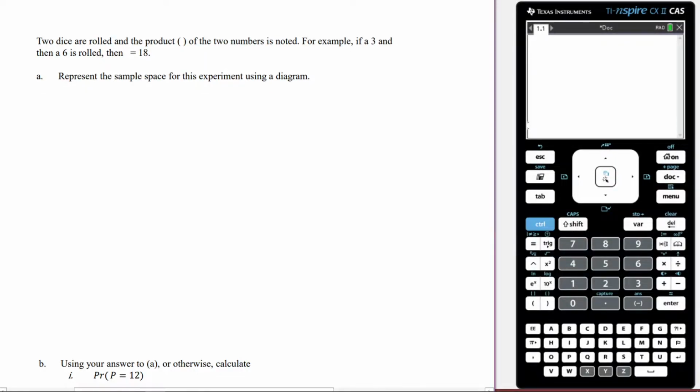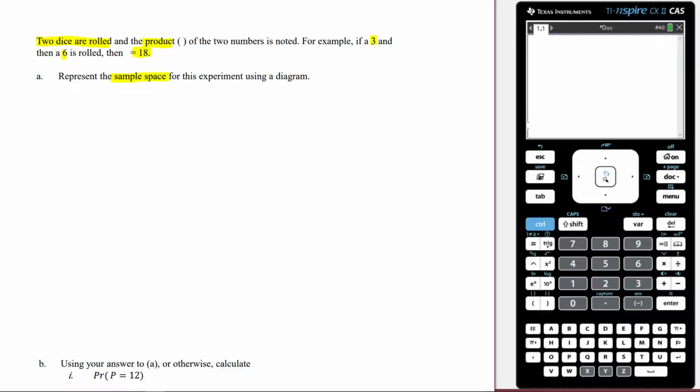We're going to answer this question here. It says, 2 dice are rolled and the product of the two numbers is noted. For example, if a 3 and a 6 is rolled, then we're going to get a product of 18 here. So A, represent the sample space for this experiment using a diagram. So the best thing that you could do here is create a table.